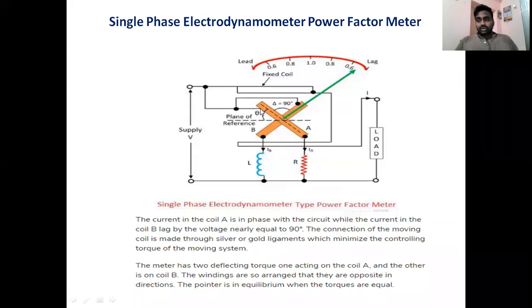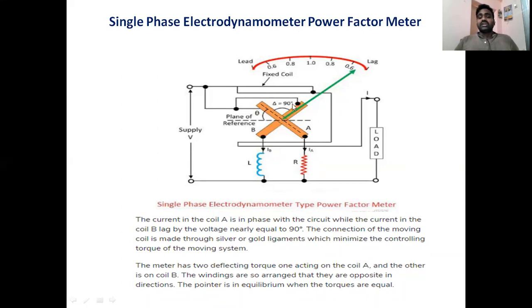Let us summarize the discussion. Here we have two fixed coils, and current flowing through the fixed coils generates a flux. Current flowing through the moving coil of plane A is represented as I suffix A, and current flowing through plane B is represented as I suffix B. The flux created by the fixed coils will deflect plane A with respect to plane B. Plane A will create a deflection torque with respect to the flux created by the fixed coil.